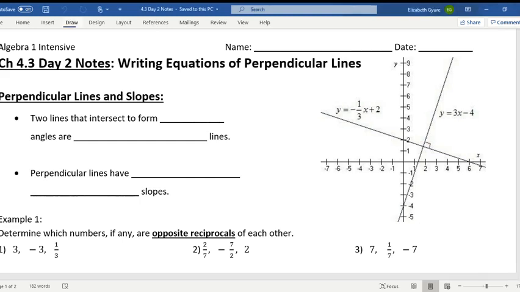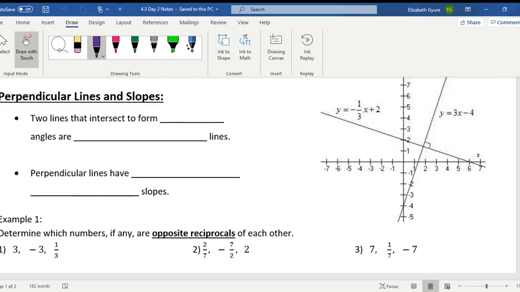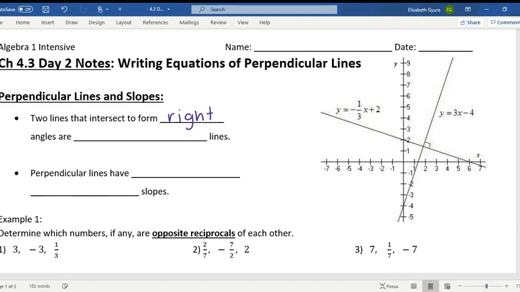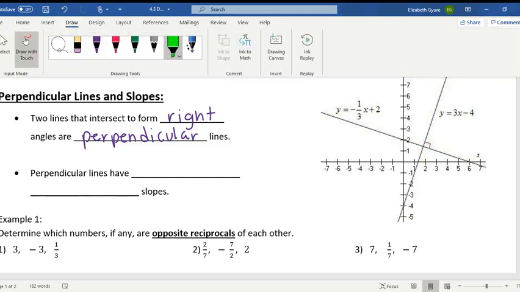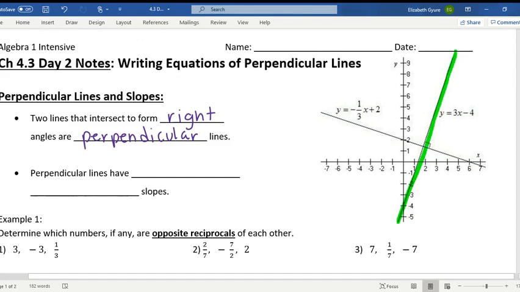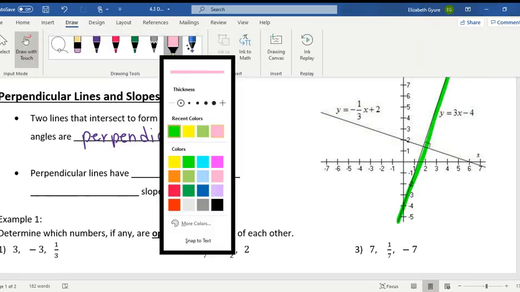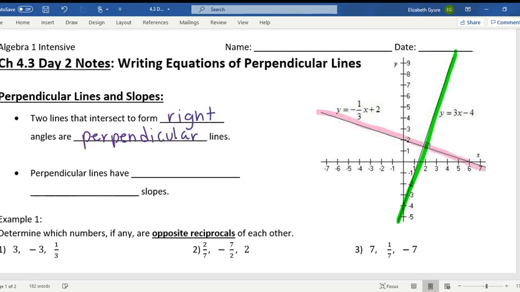So perpendicular lines are two lines that intersect to form right angles, or two lines that intersect to form right angles are perpendicular lines. So these lines over here on the right are perpendicular. This line is perpendicular to this line.